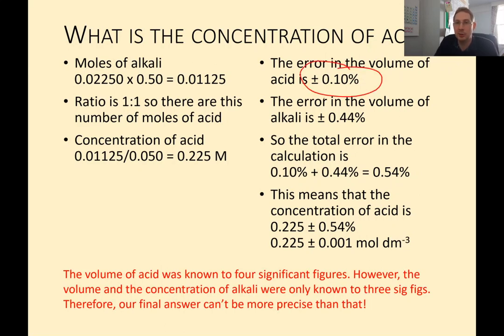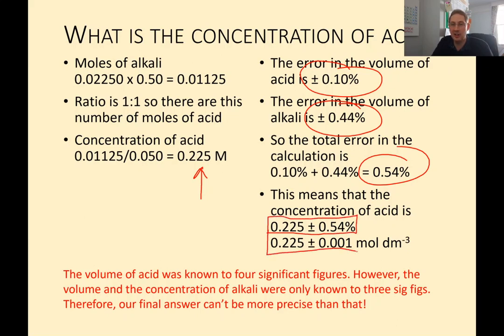And so if we're working out the concentration from this, when we measured out the acid, the error was plus or minus 0.1%, the alkali plus or minus 0.44%. We add the two together to get the overall percentage error of the titration of the concentration. And if we've worked out from the titration what the concentration is, we know the accuracy of that in terms of percent. And if we are asked to, we can just convert that into the actual amount.